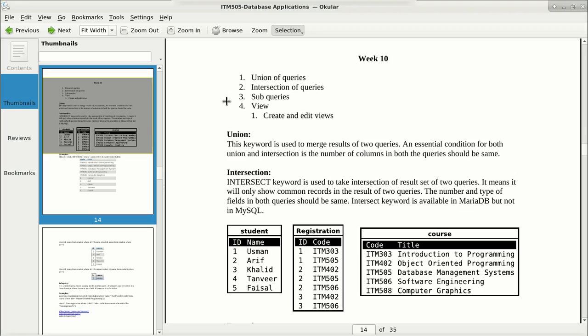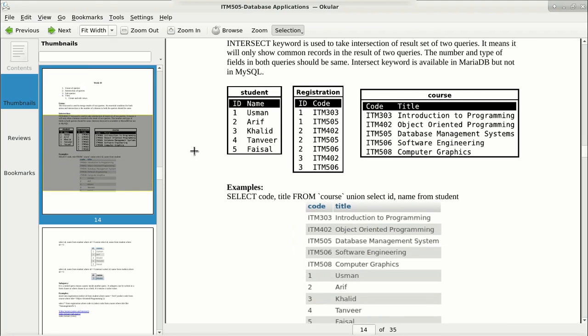Here one thing is very important, that both the queries should output the same number of columns and the same names and number of columns, because you can only find a union and intersection if the two sets are similar. If the two sets are not similar, then you cannot calculate their union and intersection. First I will explain it through an example here.